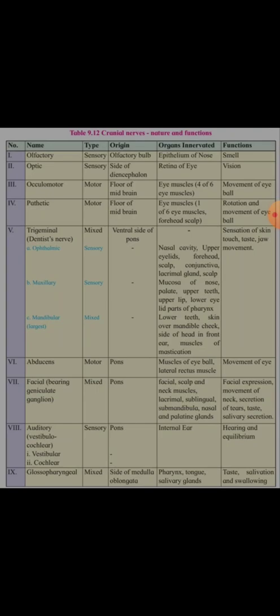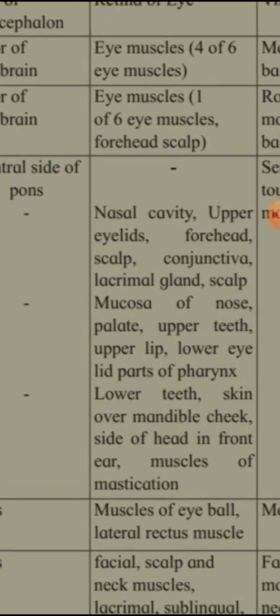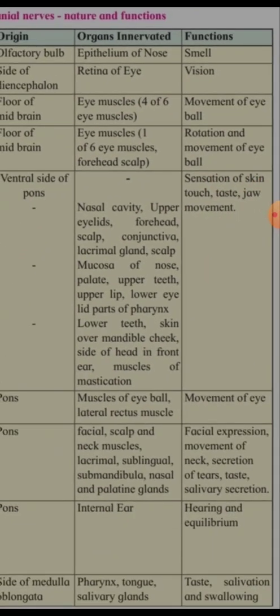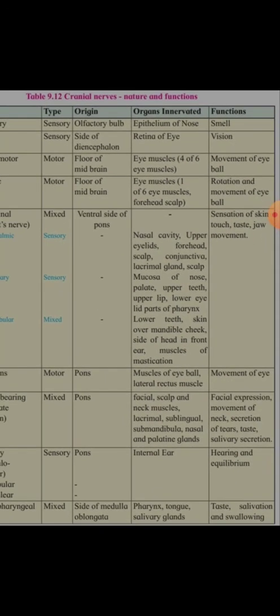Then the fourth nerve is the pathetic. It is also a motor nerve and it is present at the floor of the midbrain and it innervates one of the 6 eye muscles, and the forehead and the scalp, and the function is the rotation and the movement of the eyeball.